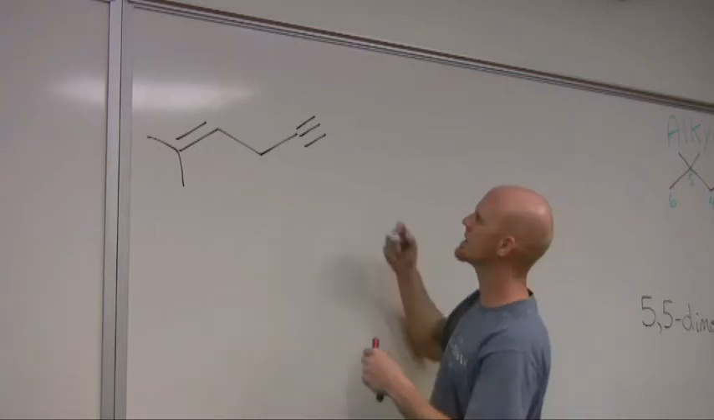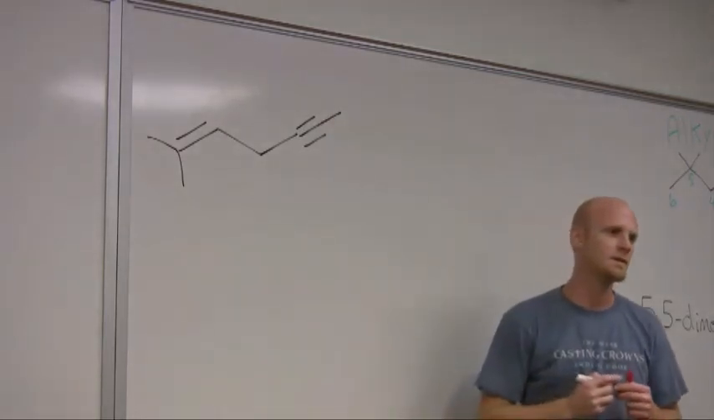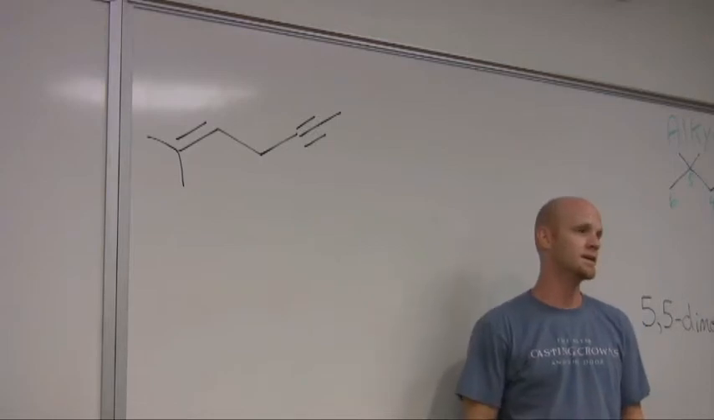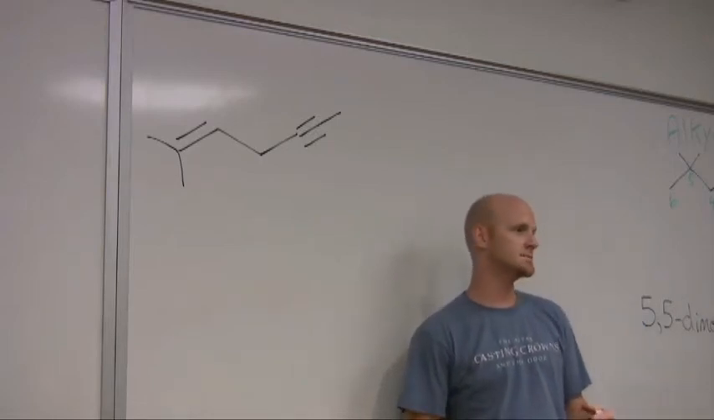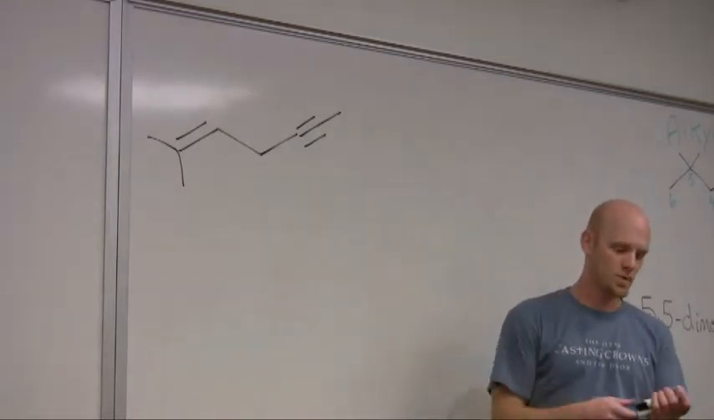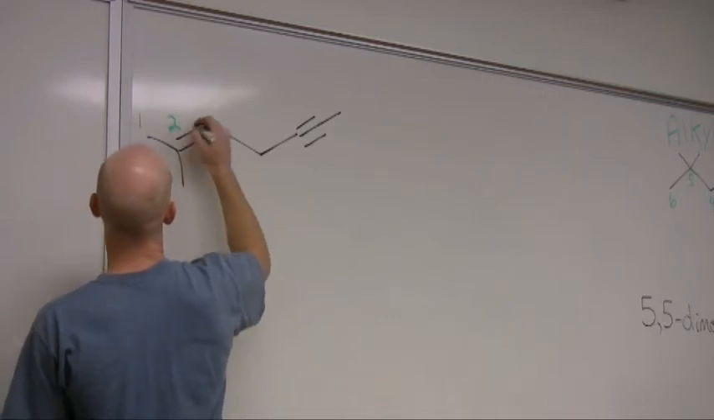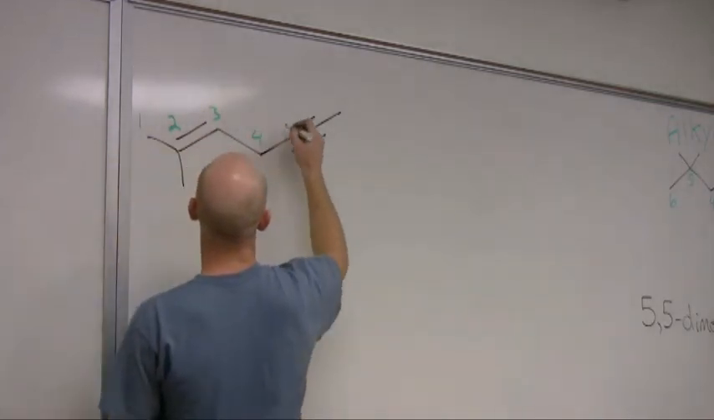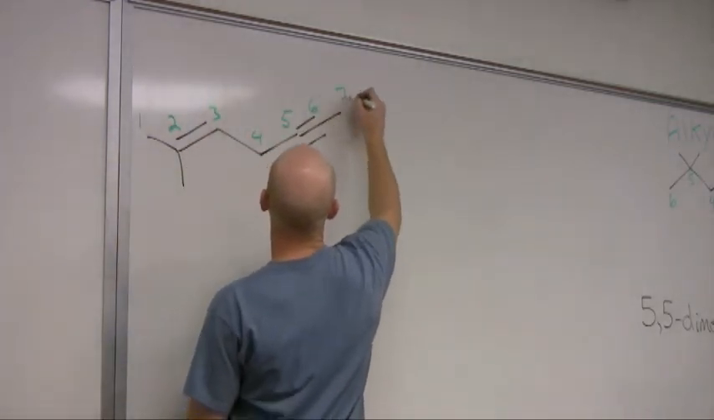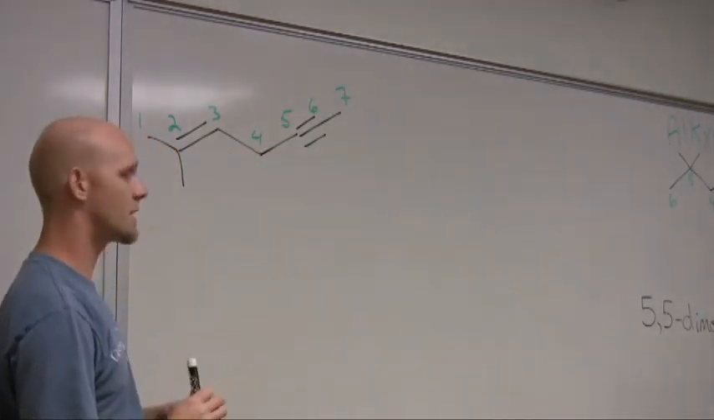So what if I do this? Now it's a tie, numerically. So the tiebreaker goes to the alkene. So just the way they designate it somewhere along the line. So with a tie, we'll number it to give the alkene the lower possible number. So our longest chain is 7 carbons.